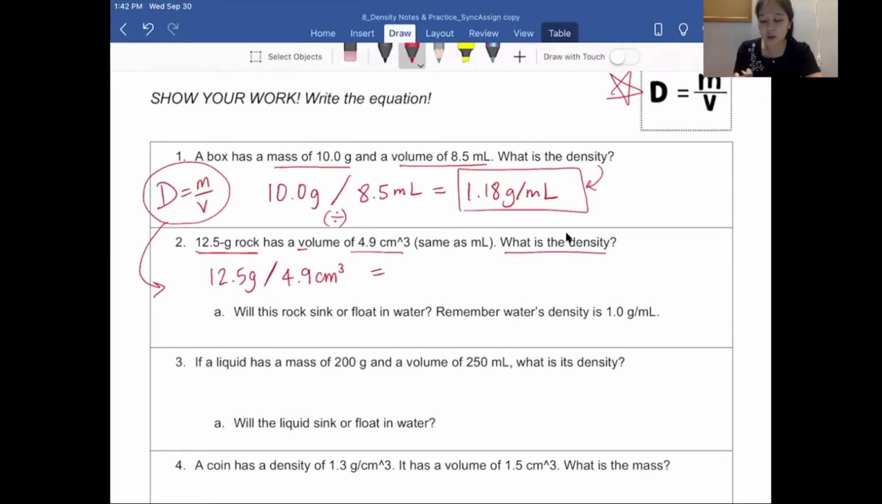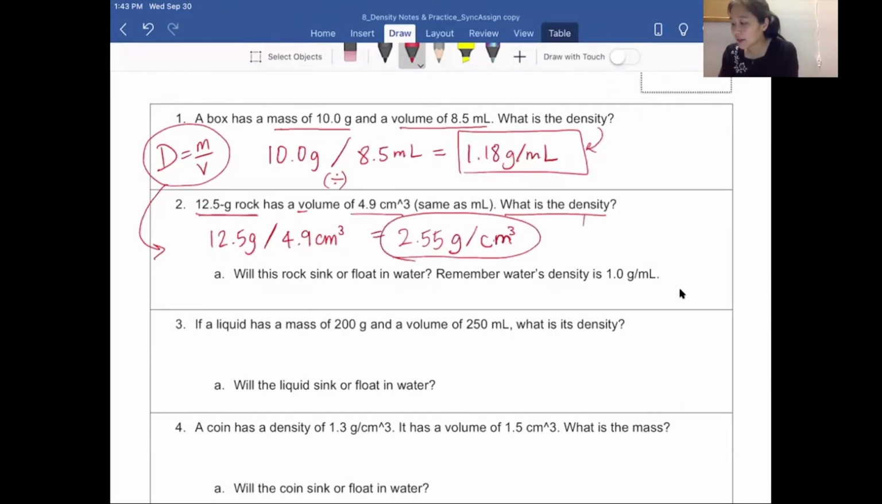12.5 divided by 4.9, I got 2.55. 2.55. Don't forget units here. It's grams per centimeters cubed because we're given centimeters cubed. My answer right here. Pen's not working.